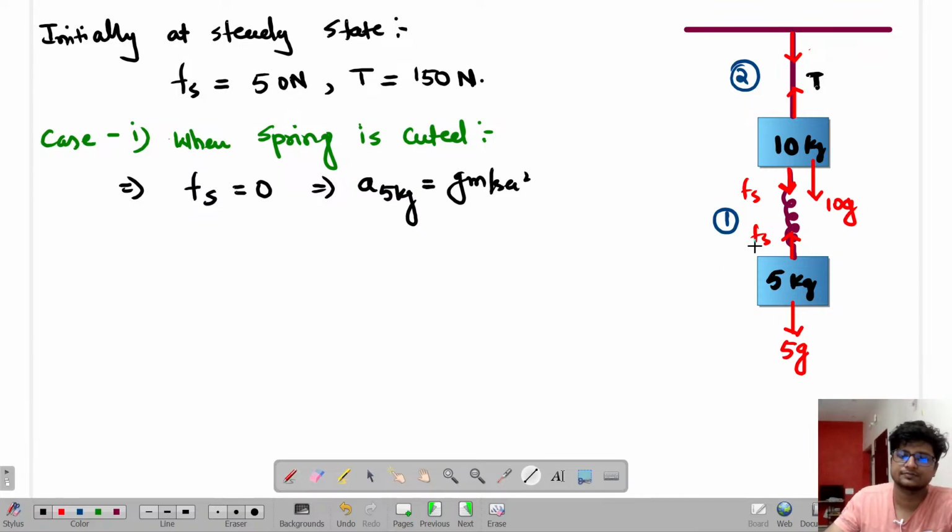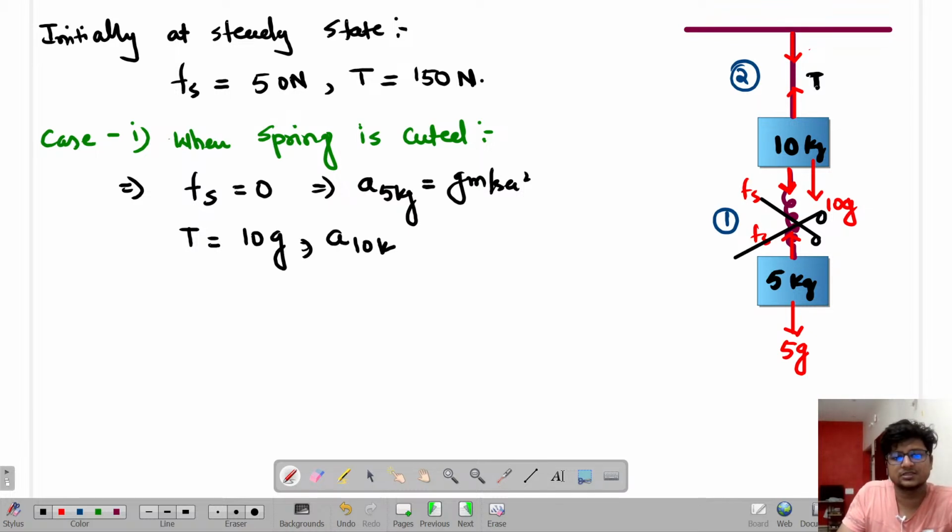Means if I cut this, then this one does the free fall of g meter per second square. Are you able to get me or not? In case one, is that clear? And at that time, tension will become how much? Just simply equal to 10 g. And acceleration of the 10 kg block will still be 0. Why? Because tension changes instantly its value. Are you able to get me or not?